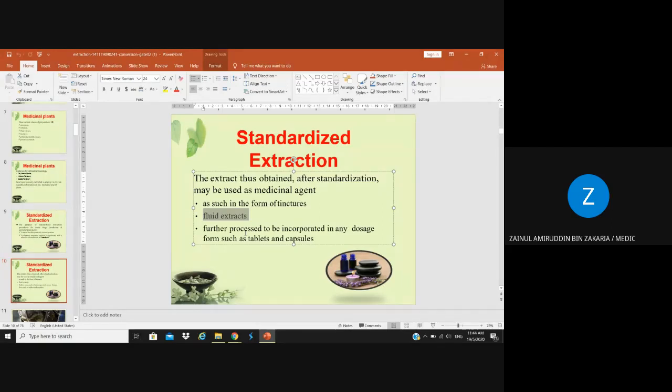That crude extract in powder form, you can use it to prepare tablets or capsules, if you intend to give it orally. If you want to treat a disease, for example, you want to induce diabetes in rats and see whether your plant extract can cure diabetes or not, you can prepare it in tablets or give it as a fluid extract, depending on your research.